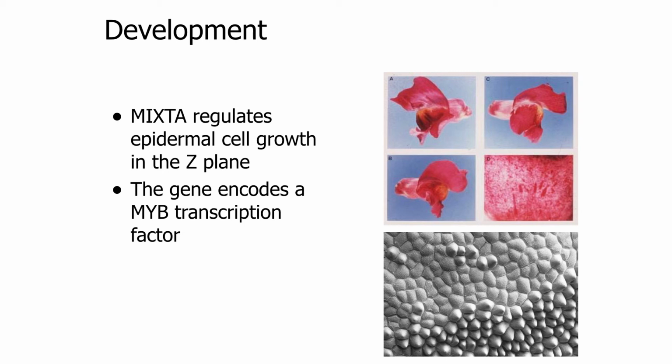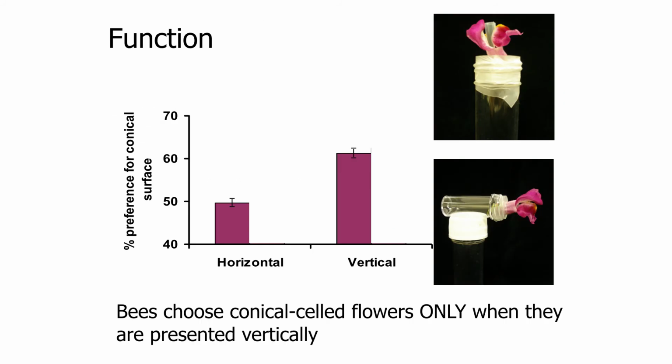The conical cells are produced by the activity of a MYB transcription factor that we call MIXTA. And it's the master regulator of that pathway, so we know that that's the gene you need to make those conical cells. The function of the cells is primarily about grip on the petal surface. So if you offer bees snapdragon flowers, conical-celled wild-type ones and flat-celled mixta mutant ones, this way up, so the bee has to land on a nice horizontal surface and stick its tongue down into this tip to get the sugar, you find no preference for conical-celled flowers.